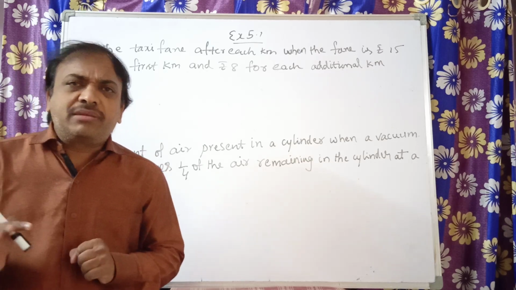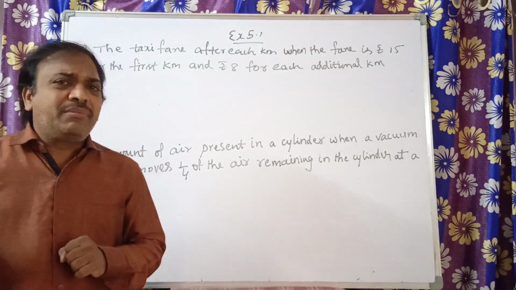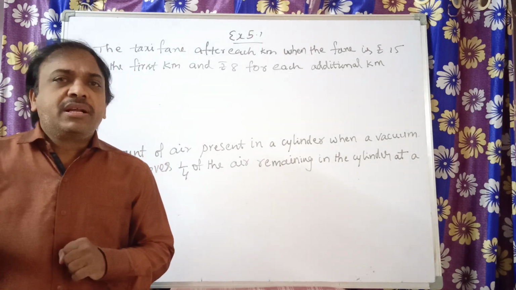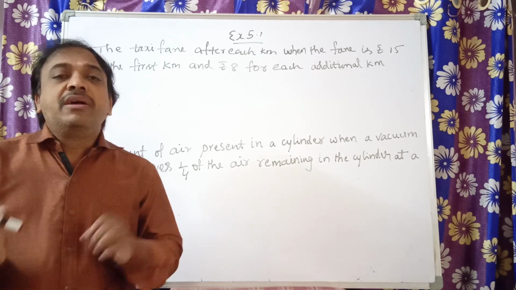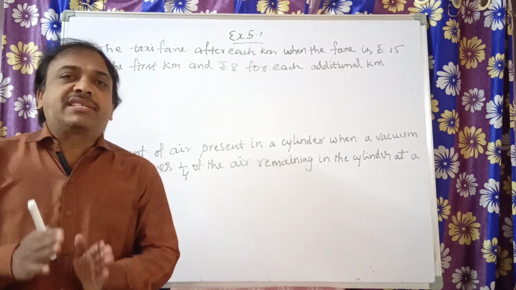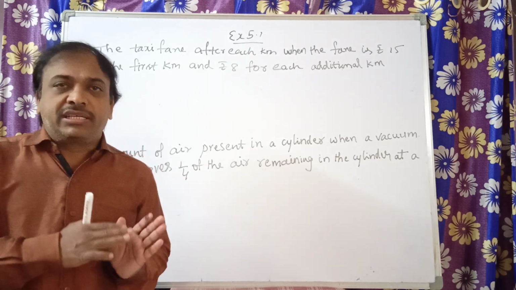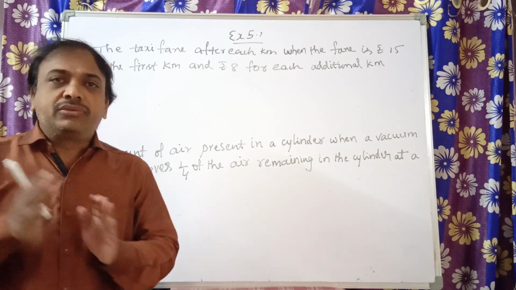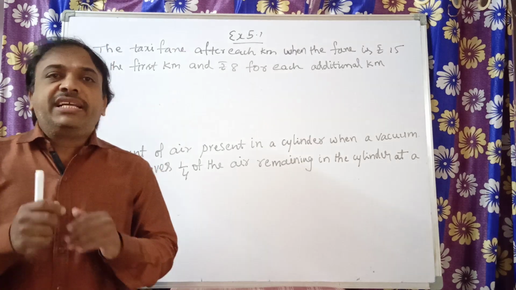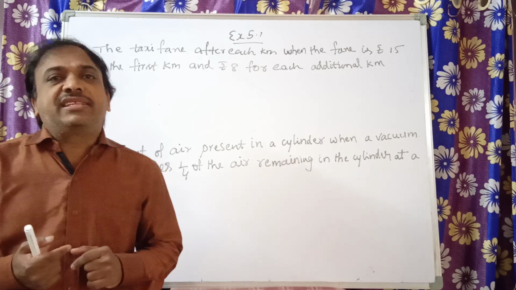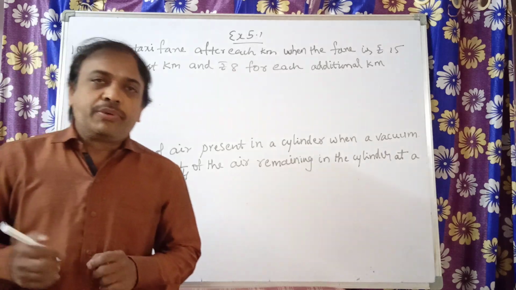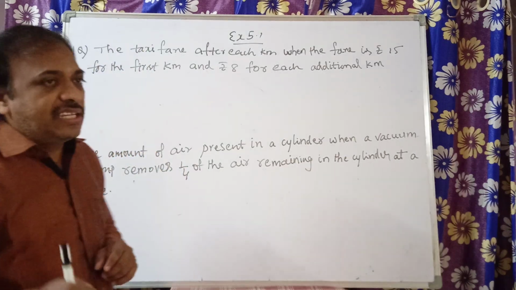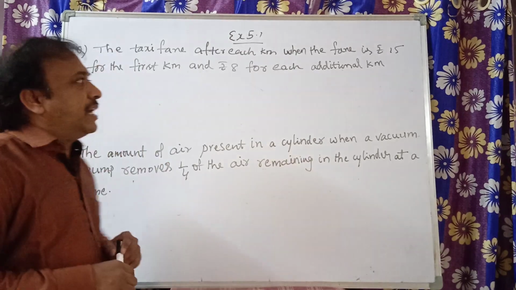So arithmetic progression means what? The common difference must be same for the two successive terms, meaning term 2 and term 1, term 3 and term 2, term 4 and term 3, like this. If the difference is same, then we can say that they are in arithmetic progression. We see now from exercise 5.1, question number 1.